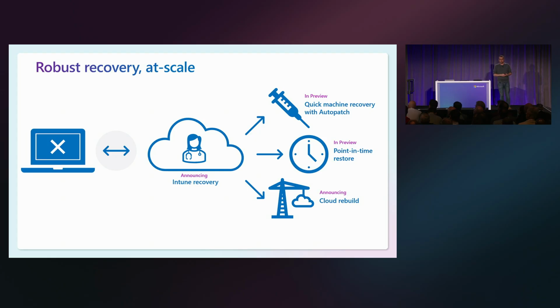Aaron talked a little bit about this, but as you can see, there's a number of tools that we're building on top of the Intune recovery. First one is the quick machine recovery that Aaron talked about. That's going to be in preview very soon via auto patch. Point-in-time restore, which we're going to dig into a little bit more in terms of being able to roll back devices. And then Aaron's going to come back and talk about some stuff that's a little bit further out with cloud rebuild and the ability to reinstall a machine if it's really, truly broken.